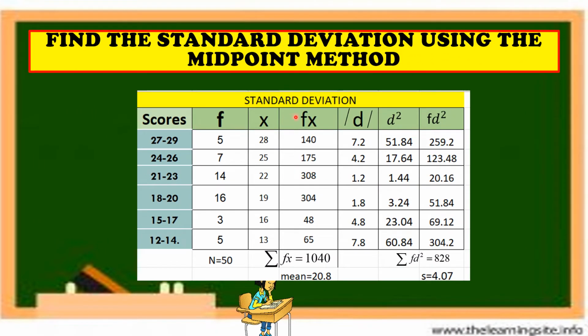Kindly check your answer. Summation of fx is 1040. Our mean is 20.8. Summation of fd squared is 828. Then we will try to solve the standard deviation using the formula.